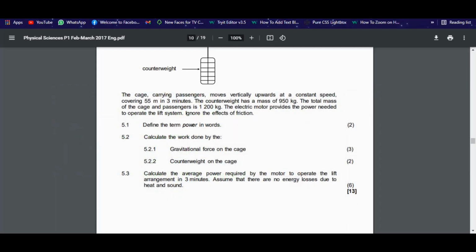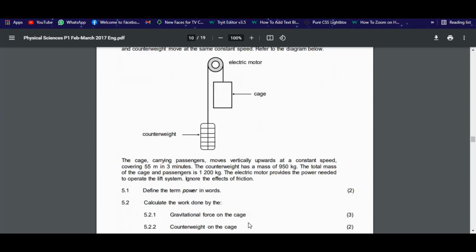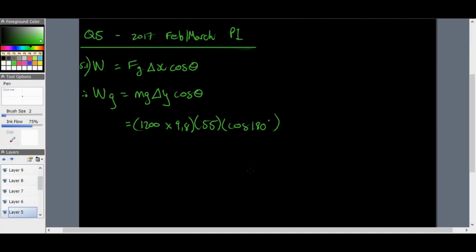Let's check why. They want the gravitational force on the lift. The counterweight moves vertically down and the cage moves upwards, and they want the force on the cage. So the cage is moving upwards, and obviously the force of gravity is going down. So delta y and the force are in opposite directions. That's why it's cos 180.